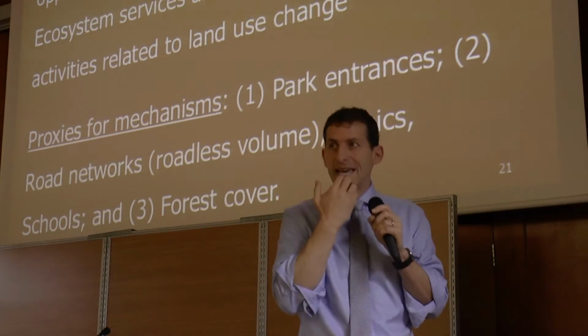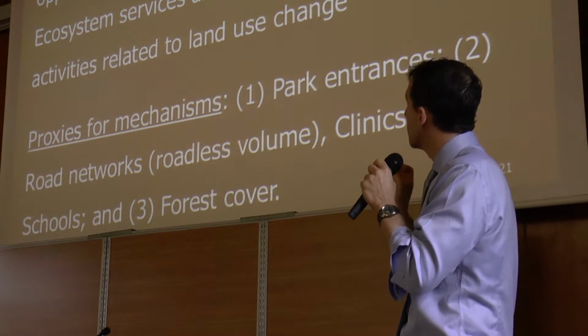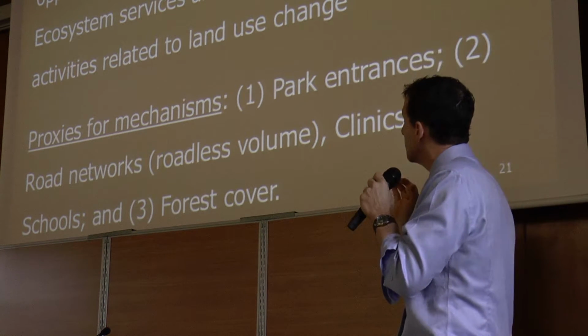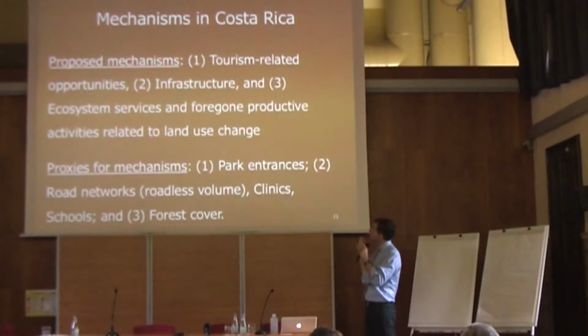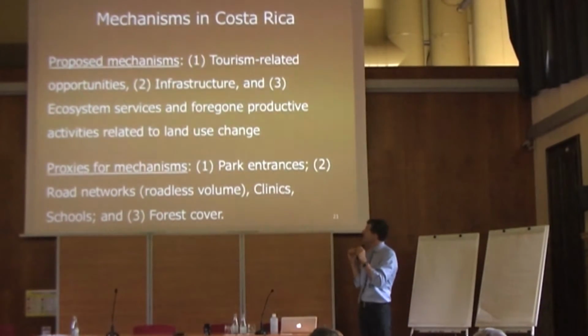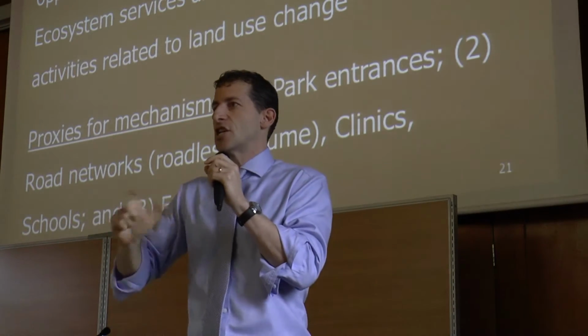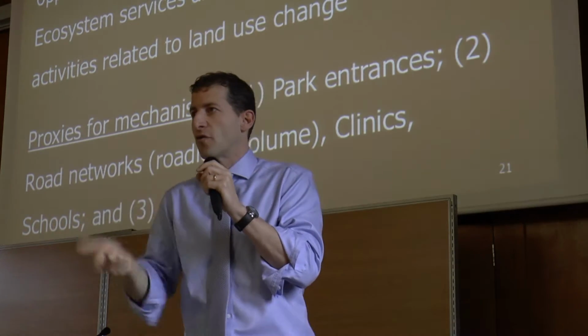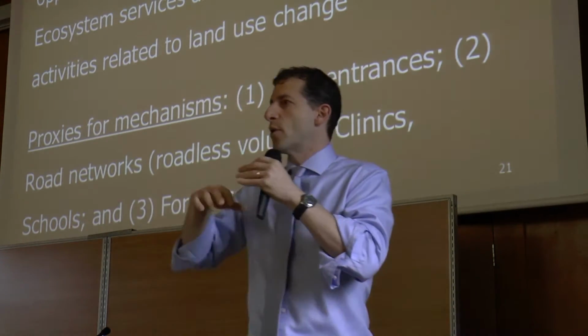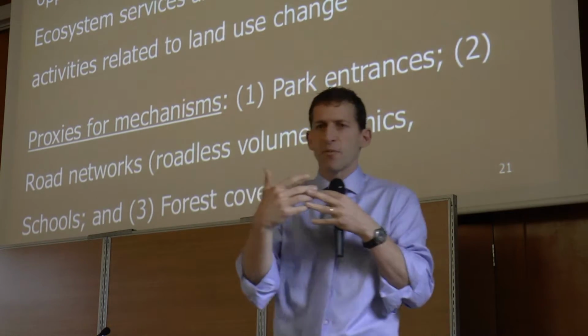Mechanisms is going to make that more elaborate. So before I show that graph, I want to talk about what those mechanisms that we want to look at are. Tourism-related opportunities, infrastructure, and then ecosystem services and foregone productive activities related to land use change. So we can see that there's additional regeneration of forests or avoided deforestation, but we're not going to be able to tease out what's coming from hydrological services, what's coming from pollination.